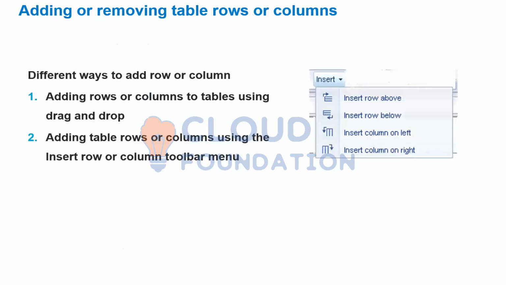Adding or removing tables, rows, or columns. There are different ways to add rows or columns to a table using drag and drop. We can just add by dragging and dropping the object, or by using the insert row or column toolbar. We have insert row above, insert row below, insert column on the left, and column on the right. We can add more rows and columns to use them for some other logical requirement.